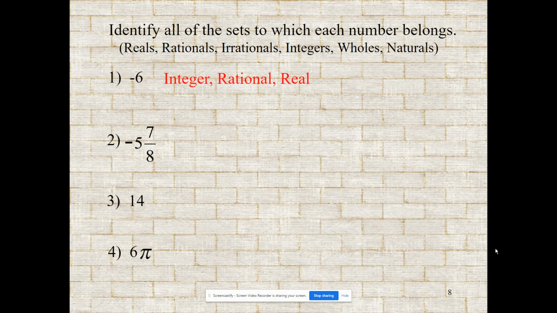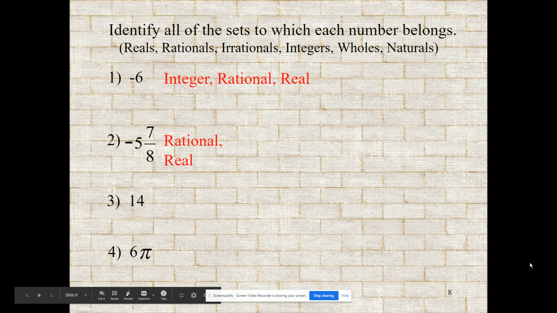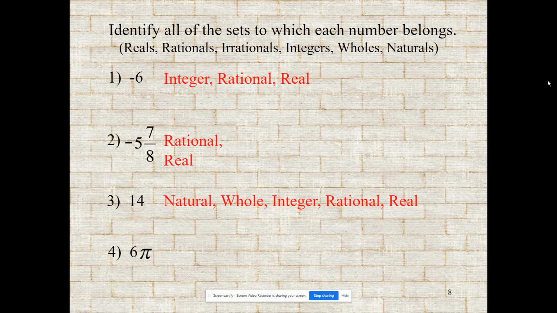Negative 5 7/8. What did you come up with? There's 2 answers here. As you noticed on the Google form that you had to fill out, it gave you 2 points letting you know that there are 2 that you have to respond to. And those 2 are rational and real numbers. Okay, let's take a look here at number 3. That's a 14. What is number 3 going to be? 14 is a natural number, whole number, integer, rational, and a real number. And then we've got 6 pi left, irrational, but it's a real number.